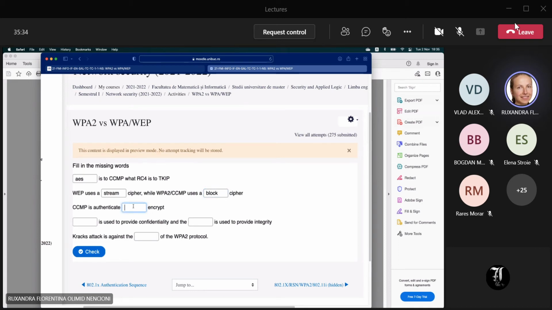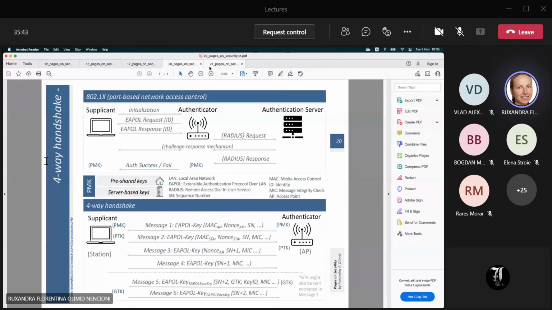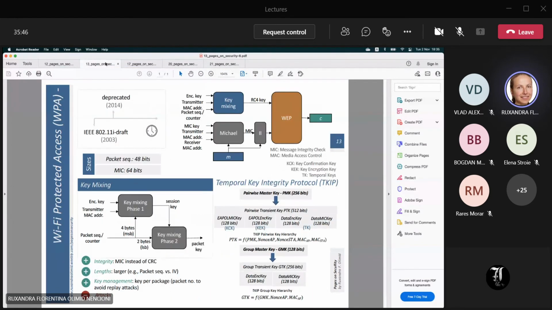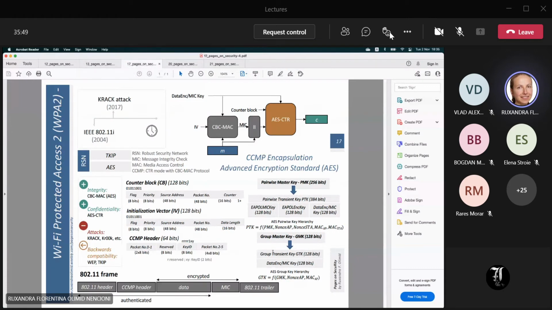CCMP is authenticate, then encrypt. And why is that? Because if we look at the CCMP, here, what we first do, we first compute the MIC, and the MIC is the one that gives us the authentication, the integrity, and then we encrypt both the data and the MIC. So first we compute the MIC, then we encrypt. So it's authenticate, then encrypt. Or if you watch here, first we compute the MIC, then we concatenate it to the message, and then we encrypt.